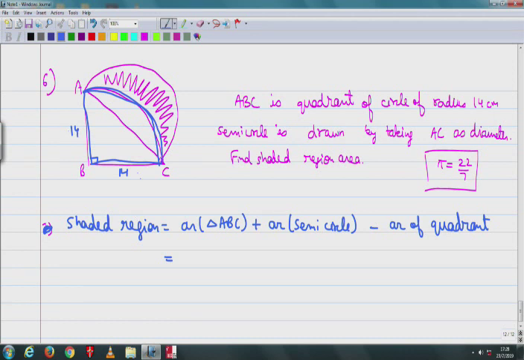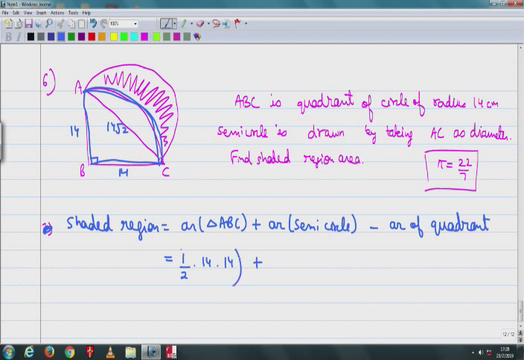By the Pythagoras theorem, if you find AC, that will be 14 root 2. So area of triangle ABC: ABC is a right angle triangle, so area is half times base times height. So half into 14 into 14. No, Shillong, that is not the correct answer.